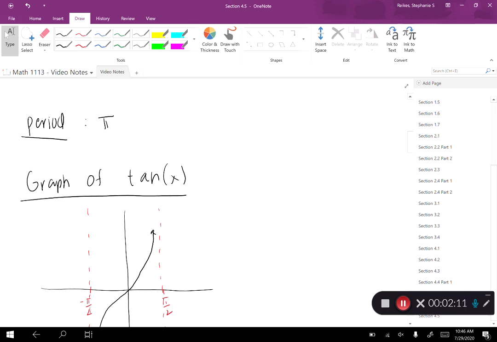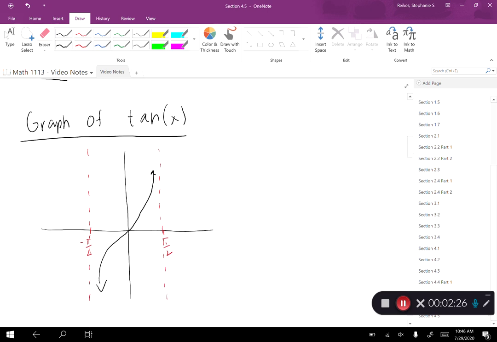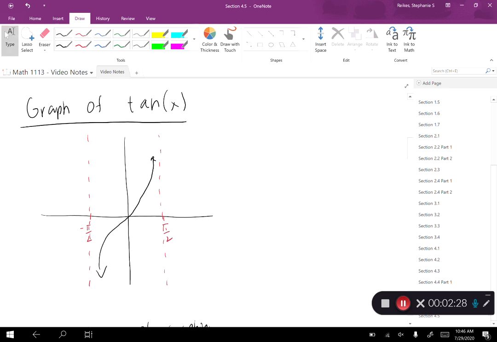Even odd property: y equals tan x is an odd function, and therefore it is symmetric about the origin. Because our tan function is a fraction and we can't have 0 in the denominator, that indicates our graph will have vertical asymptotes. And it will be at odd integer multiples of pi over 2. So you can take a look at the graph.